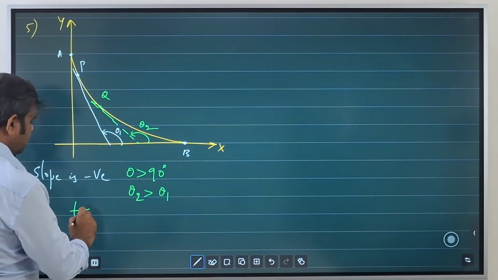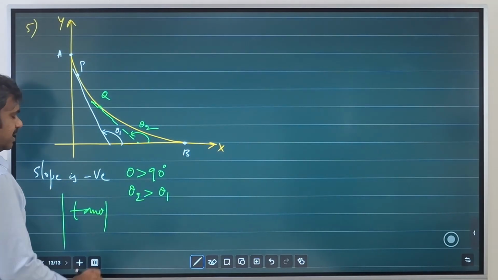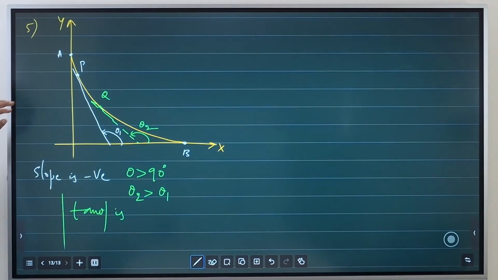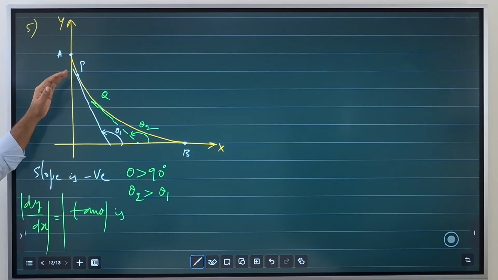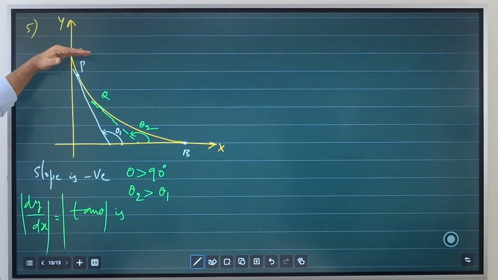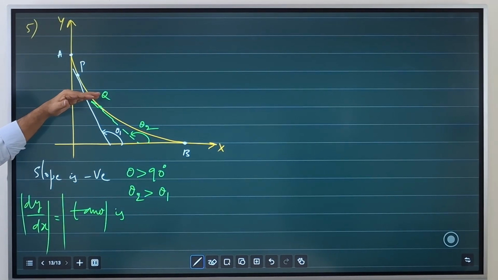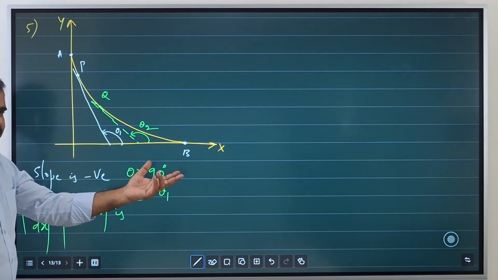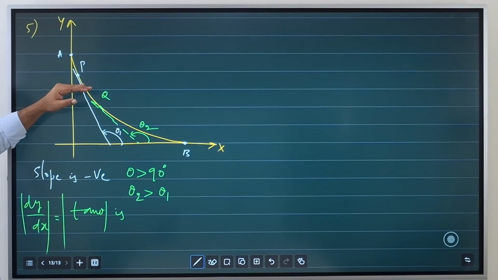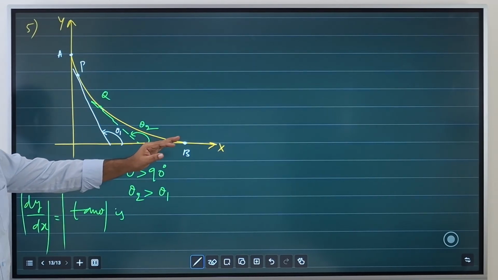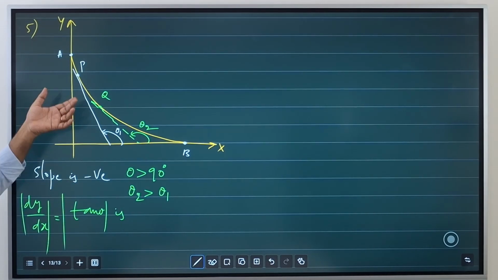Okay, the magnitude of tan theta is high initially. The magnitude of slope is high initially. Initially, the graph is steeper. It means initial rate of decrease is high. Everywhere it is decreasing. But initially, y decreases at a greater rate. But the rate of decrease in y decreases. Initially, y decreases at a greater rate, but later y decreases at a smaller rate. Y is decreasing everywhere, but y decreases at a greater rate initially.